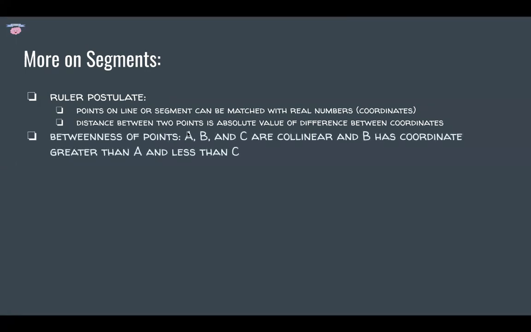Betweenness of points: if 3 points are collinear and the middle point is this B right here, and this has, let's just say 2, this has 5.5, but this has coordinate 3, then B is between A and C. These all seem pretty obvious, but they're really important in geometry. 3 points are collinear if and only if one point is between the other two. So this is just an extension.